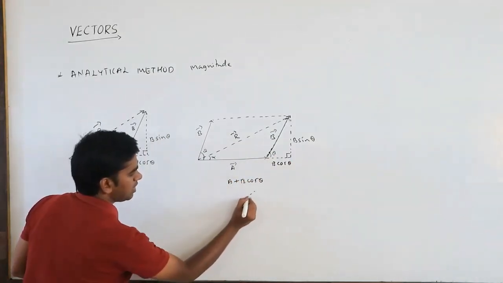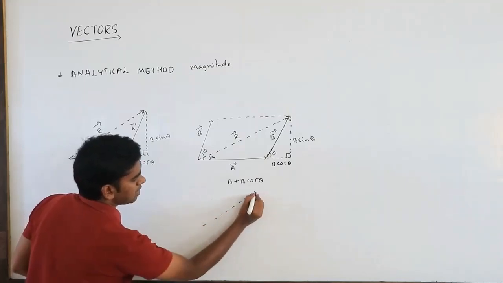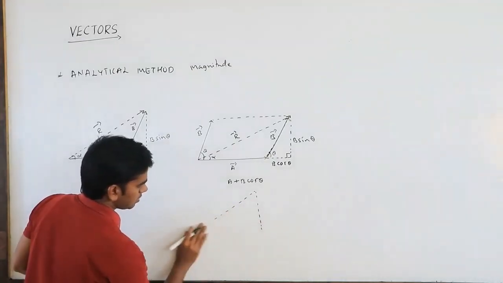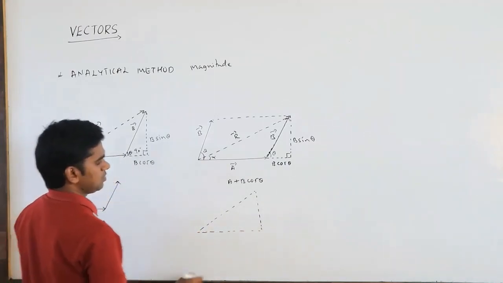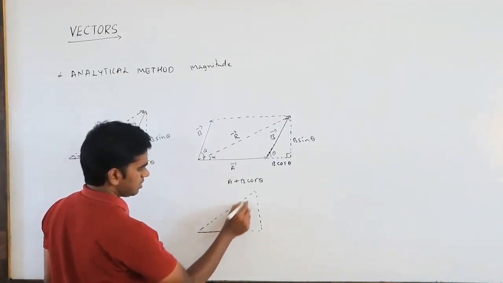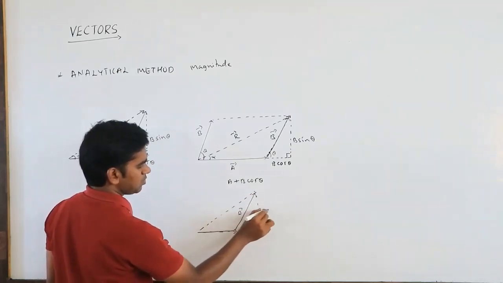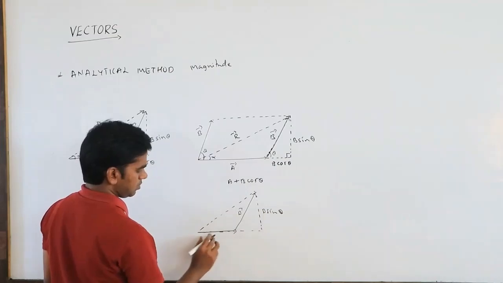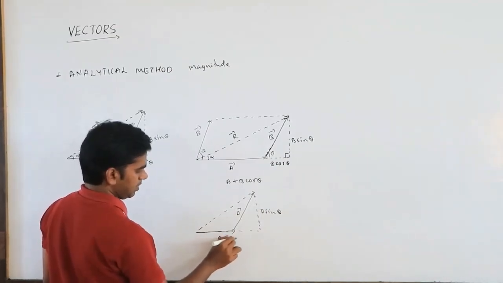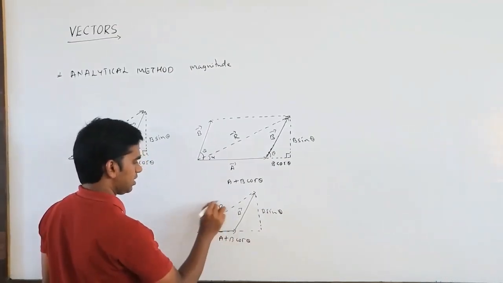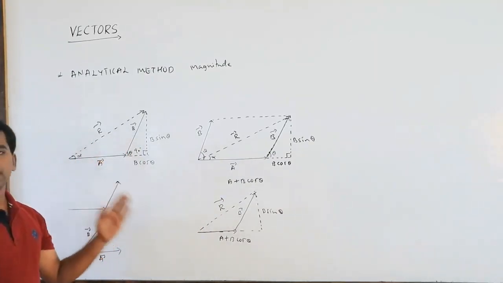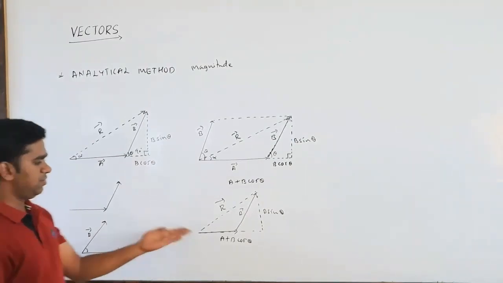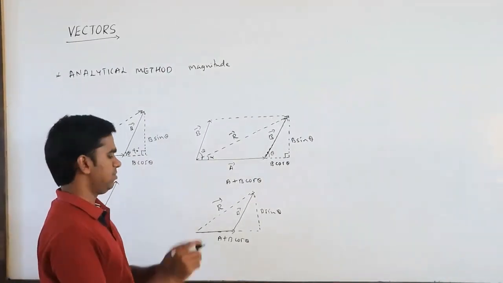The diagram we are getting is like this. Somehow here vector A is there, and somehow here vector B is there. So this is B sin theta, this is A plus B cos theta, and this is the resultant. We have to find the resultant. Look at the diagrams, they are the same. So again, if you derive it here, you will get the same resultant.